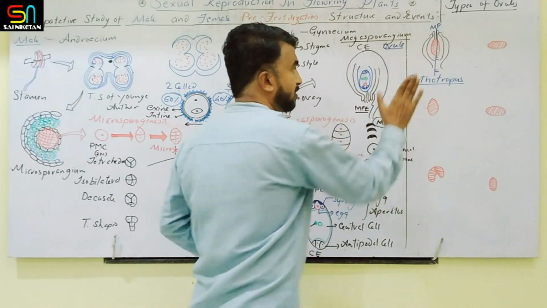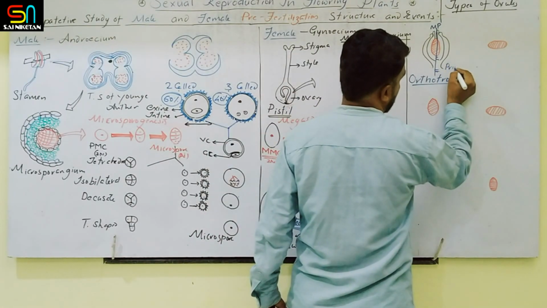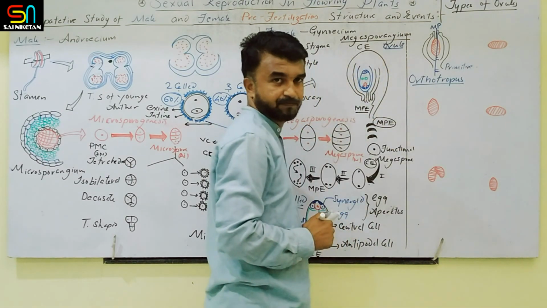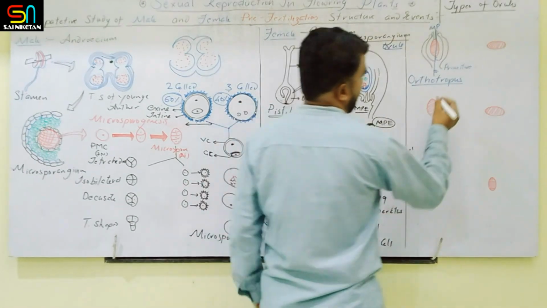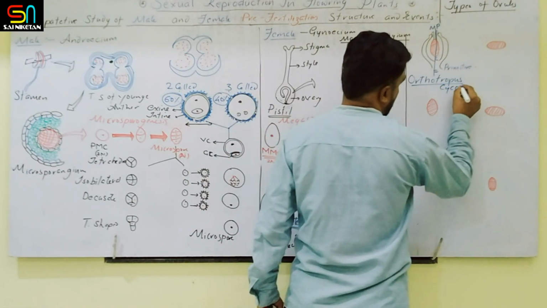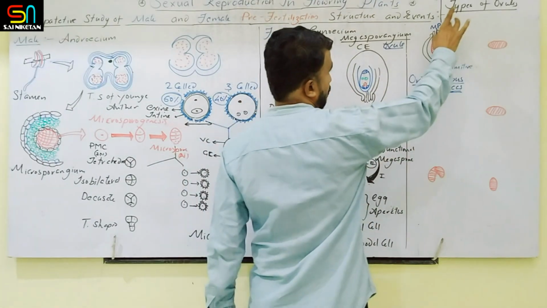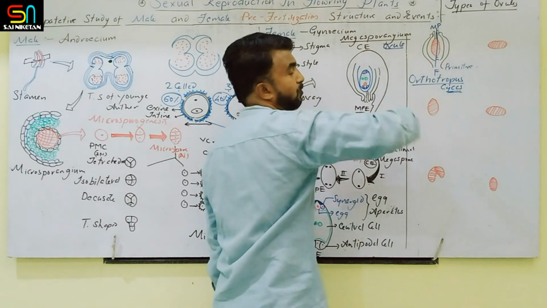It is the simplest one. And this ovule is the most primitive type. Clear? So this type of ovule you can see in plants like Cycas. Yes, main point: micropyle, chalaza, funicle, all are in a straight line only.